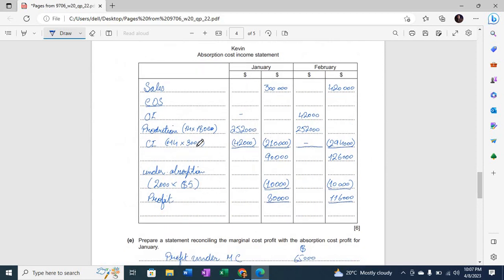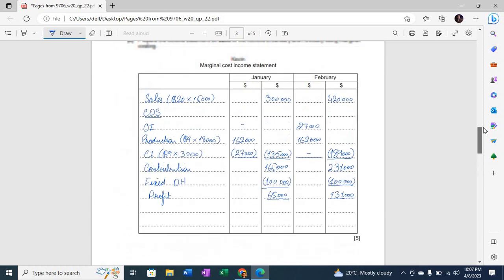Again in closing inventory, your units were 3,000 because you produced 18,000 and only sold 15,000 units. Multiply them with $14, your total cost per unit. Your closing inventory value will be $42,000. Production minus closing inventory, your cost of sales is $210,000. Sales minus cost of sales, you will get $90,000. And now you will adjust it for under and over absorption.